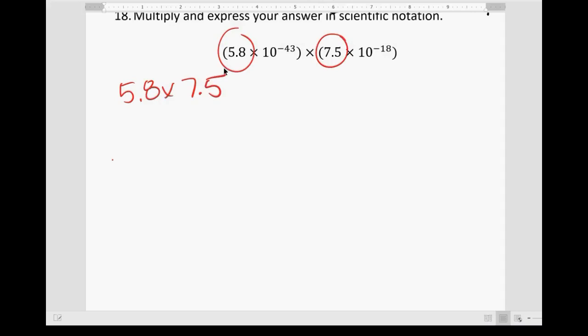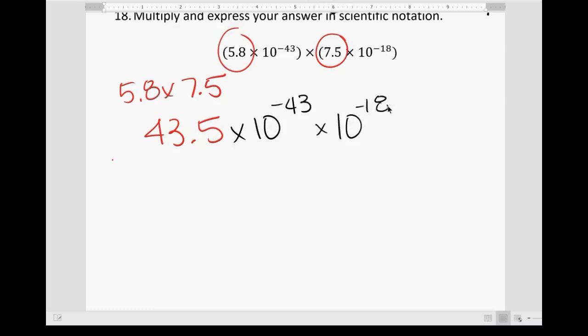All right, 5.8 times 7.5 is 43.5. Okay, times 10 to the negative 43 times 10 to the negative 18. Cool thing about this is that multiplication is commutative. So you could rearrange these numbers all different types of ways and get the same answer.